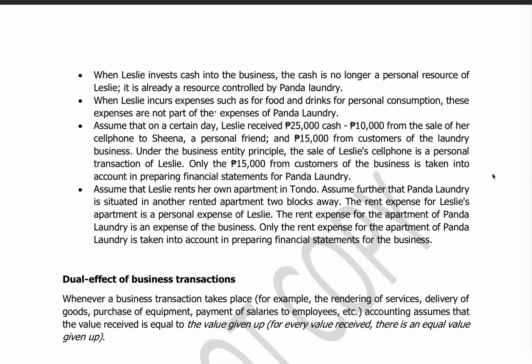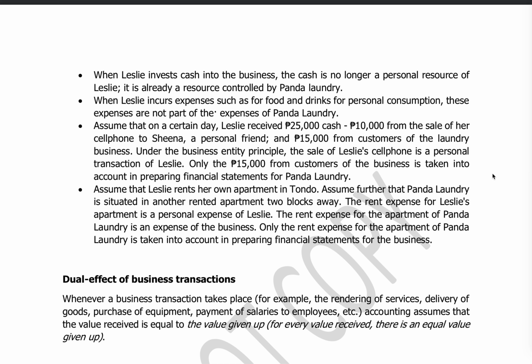Okay? Another one. Assume that on a certain day, Leslie received 25,000 cash from the sale of her cell phone to Sheena, a personal friend. Nagbenta daw siya ng cellphone. Para saan? Gusto lang niya magbenta ng cellphone. Yung cash na natanggap niya ay 10,000. Tapos, nakatanggap naman siya ng 15,000 sa customers niya. So, magkano total cash na meron siya sa kamay niya? 25,000. So, yung pera talaga ni laundry, magkano lang? 15,000 lang. Huwag mo isasama yung 10,000 na pinagbentahan niya ng cellphone niya. Yung 15,000 lang na pinagbentahan sa pag-provide ng laundry service, yun lang dapat ang pera ni laundry.